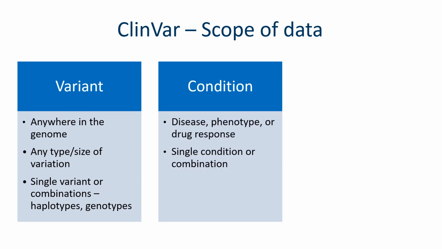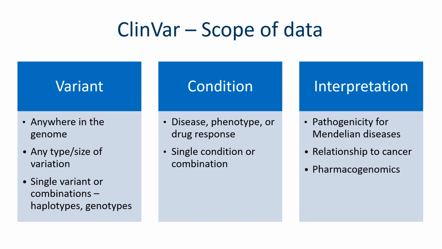For conditions in ClinVar, variants can be interpreted for diseases, for phenotypes or clinical features, or for drug responses. Because of drug responses, we use this more generic word condition rather than always referring to a variant-disease relationship. Variants in ClinVar may be interpreted for a single condition or a combination. Most variants are interpreted for a single disease or drug response. Combinations of conditions typically occur for variants that are interpreted for a novel disease that hasn't been named yet, but is described by a cluster of phenotypes or clinical features.